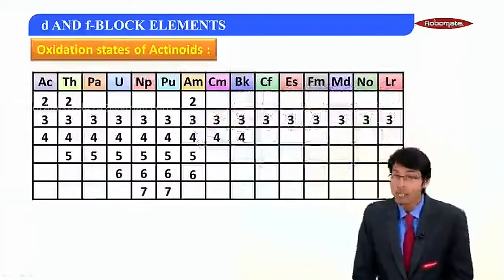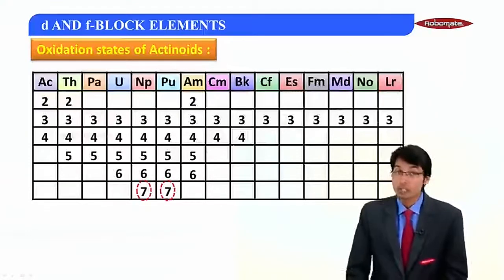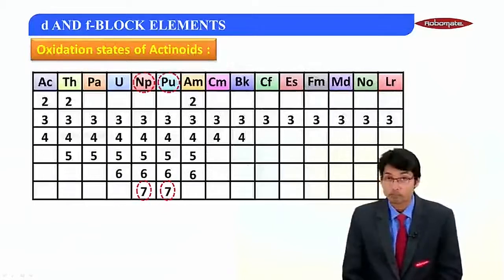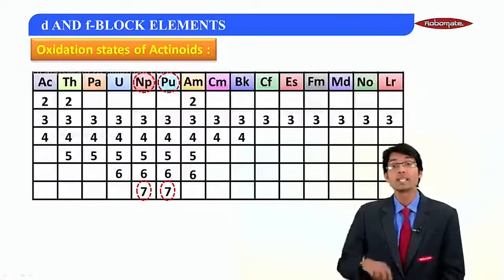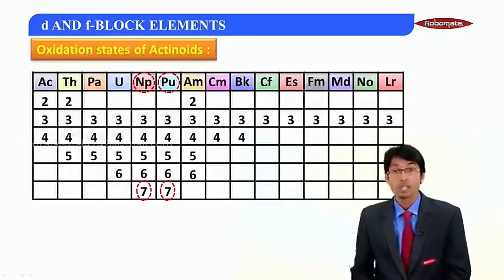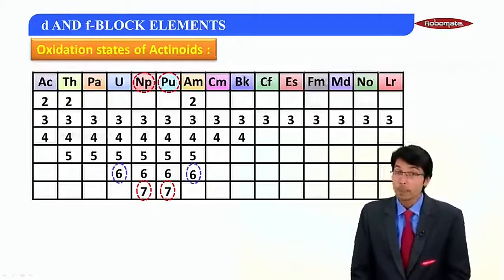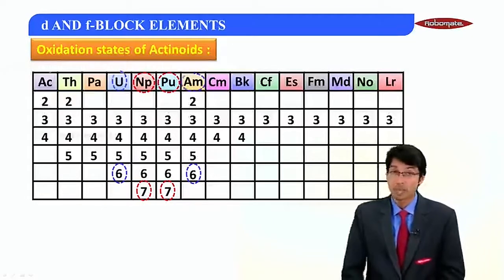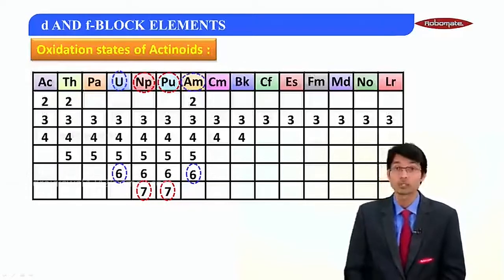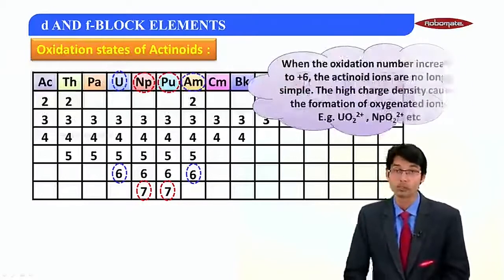and that's why they have higher oxidation states like transition elements. +7 is the highest oxidation state, exhibited by neptunium and plutonium, and the +7 oxidation state is exhibited by manganese in the d-block elements. So the actinides also have higher oxidation states. +6 oxidation state is exhibited by uranium and americium. So there are certain elements which show very high oxidation states and can form more complex compounds due to this.